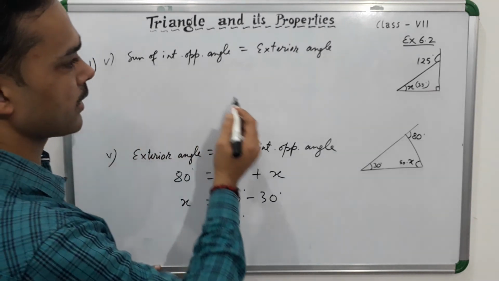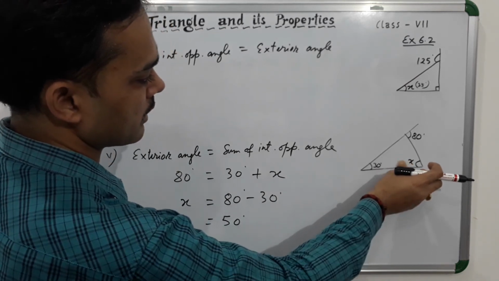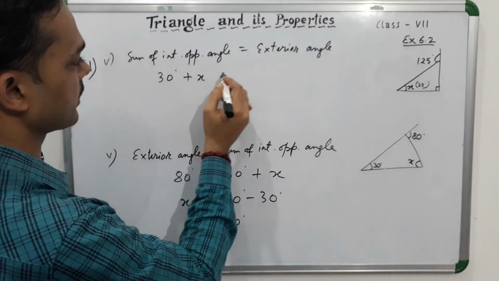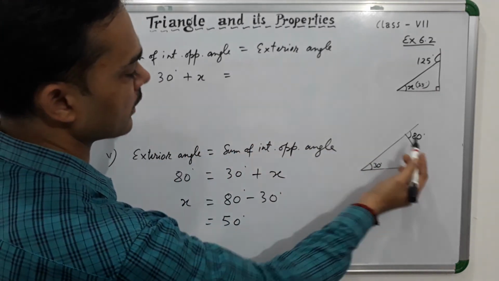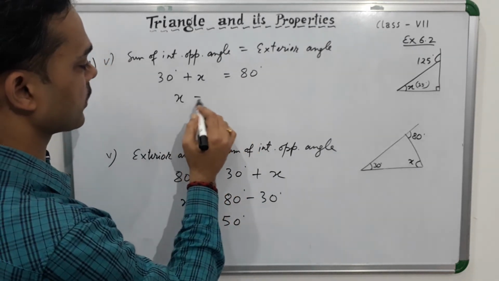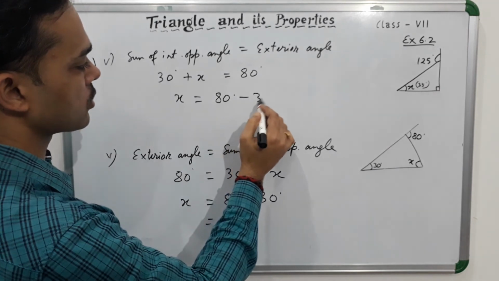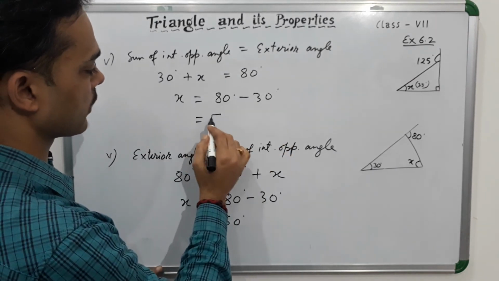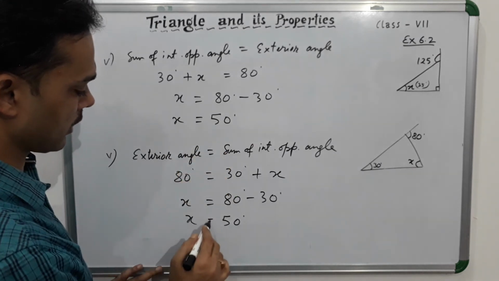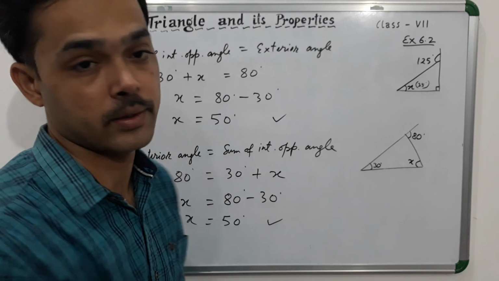So the sum of interior opposite angles. The interior opposite angles are 30 degrees and x. So 30 degrees plus x equals the exterior angle. The exterior angle is 80 degrees. Now x equals 80 degrees, and this you are transposing, so minus 30 degrees equals 50 degrees. So in this way you can opt for any of the methods, either this or this.